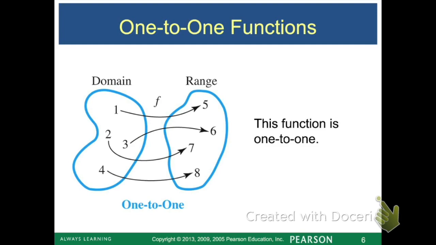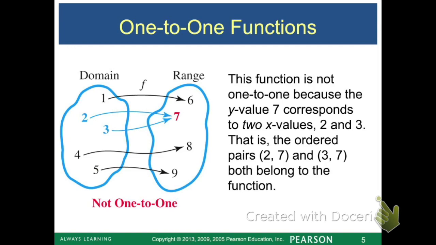This is a one-to-one function because each of my domain values, each of my x's, corresponds to exactly one range value, my y's, and vice versa. So each of my y's has exactly one x value. This example is not one-to-one because I have two x values that map over to the same y value. So I have the point 2, 7 and the point 3, 7. That's still technically a function because none of my x's repeat. But what we're saying now is to be one-to-one, your x's can't repeat and your y's can't repeat.